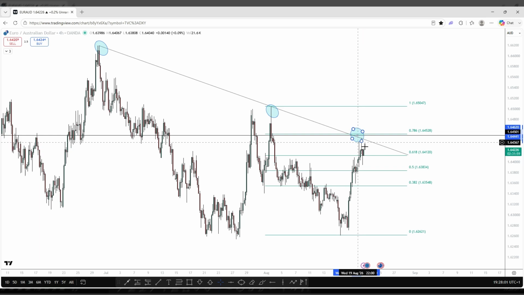So some people prefer limit orders, some people prefer manual entries. It's completely up to you, the way that you trade this market. So that is the first way I would trade a trend line. The third touch of a trend line, simple as that.